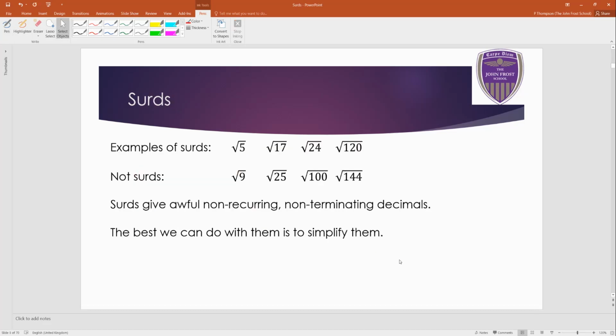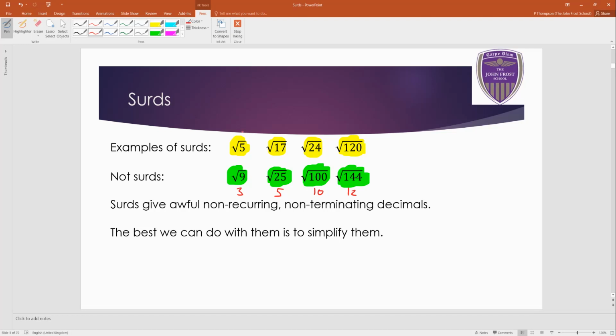Right, so first things first, what is a surd? Well, the top row here, root 5 is a surd, root 17 is a surd, root 24 is a surd, and root 120 is a surd. These ones here, root 9 is not a surd, nor is root 25, nor is root 100, or root 144. That's because the square root of 9 is 3. It's a whole number. Square root of 25 is 5, because 5 squared is 25. 10 squared is 100, so root 100 is 10, and root 144 is 12.